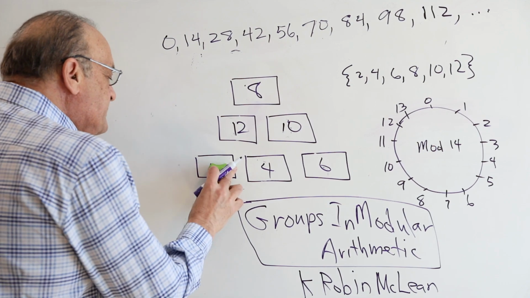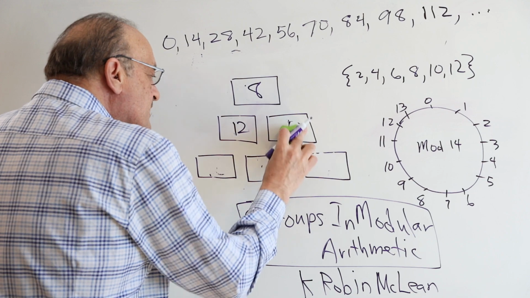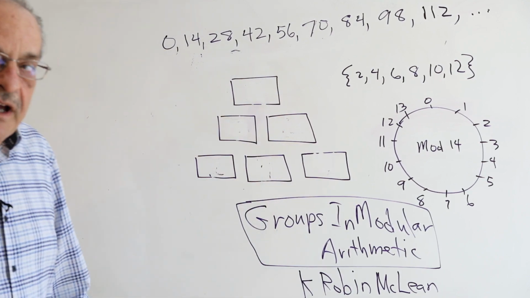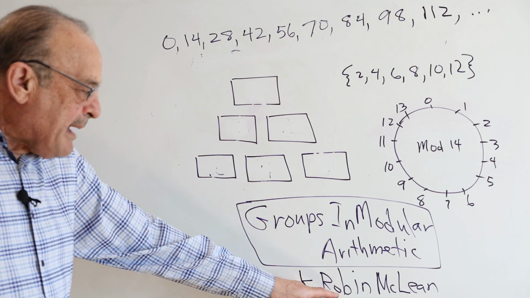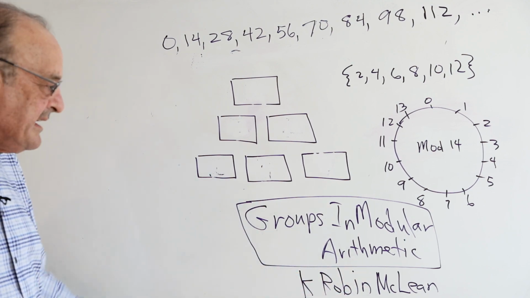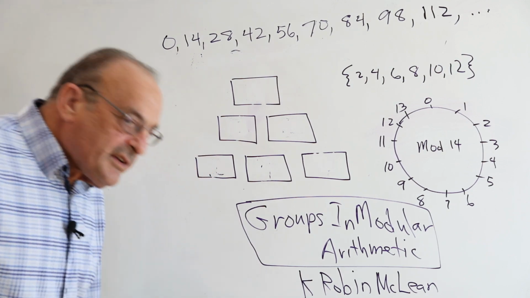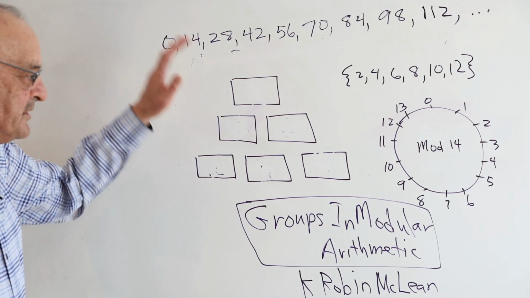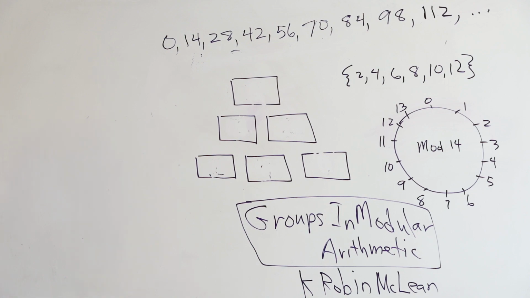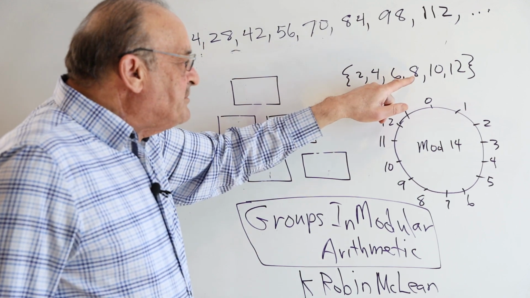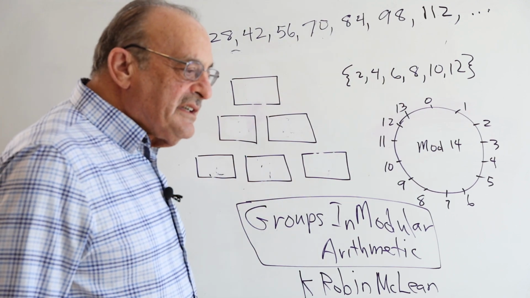So to work on this, we can get some help by an article by K. Robin McLean, which you can find online. It's called Groups in Modular Arithmetic. So he showed how to find the unit. Well, actually, we'll call it the identity. We want to find which number in here, when you multiply it by a number, you get that number back.